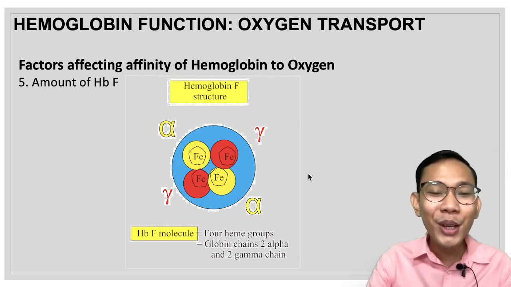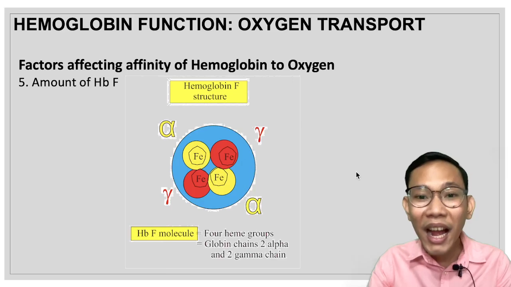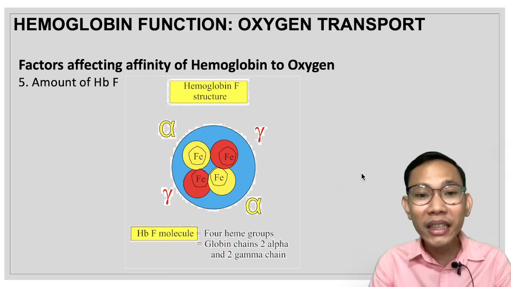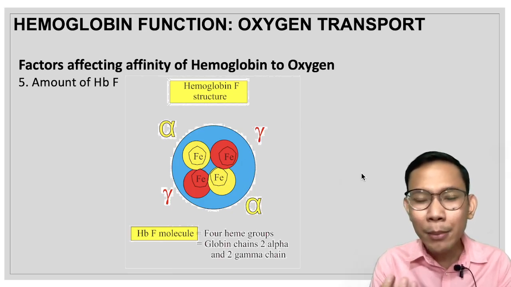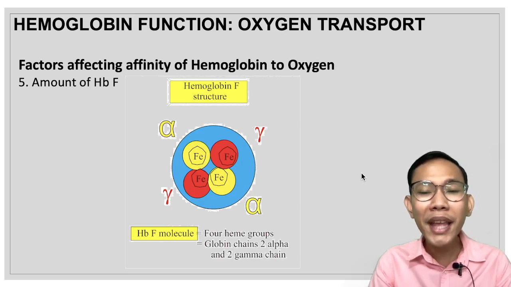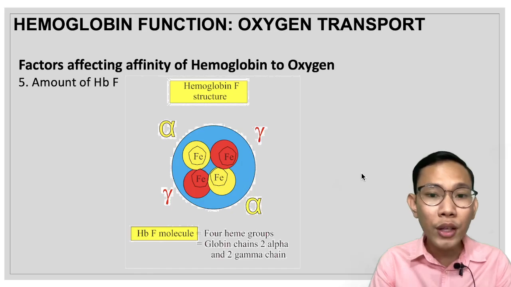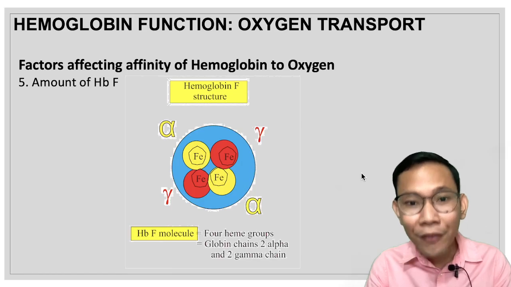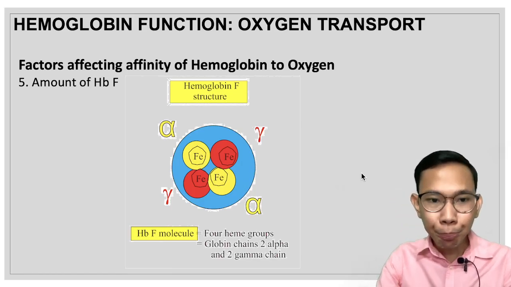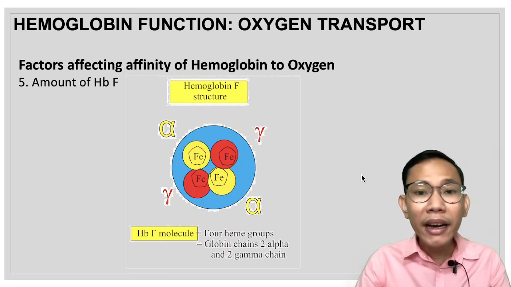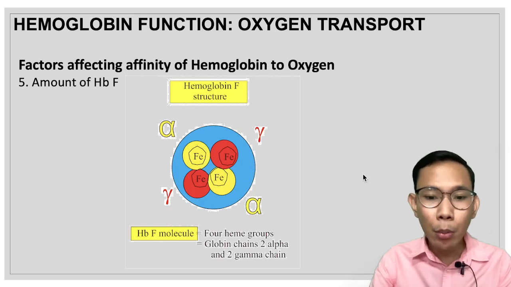Bakit? Because your hemoglobin F has higher affinity to your oxygen. It will not cause the release of your oxygen. If magre-release man, a very small amount of your oxygen. But remember, your hemoglobin F has higher affinity to your oxygen. Therefore, it will cause a shift to the left curve. So again, it has increased affinity for oxygen relative to that of your adult hemoglobin.